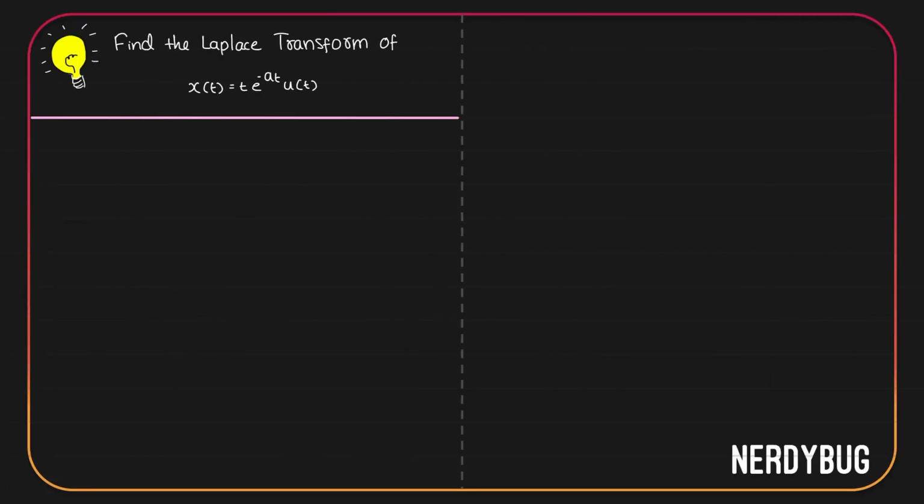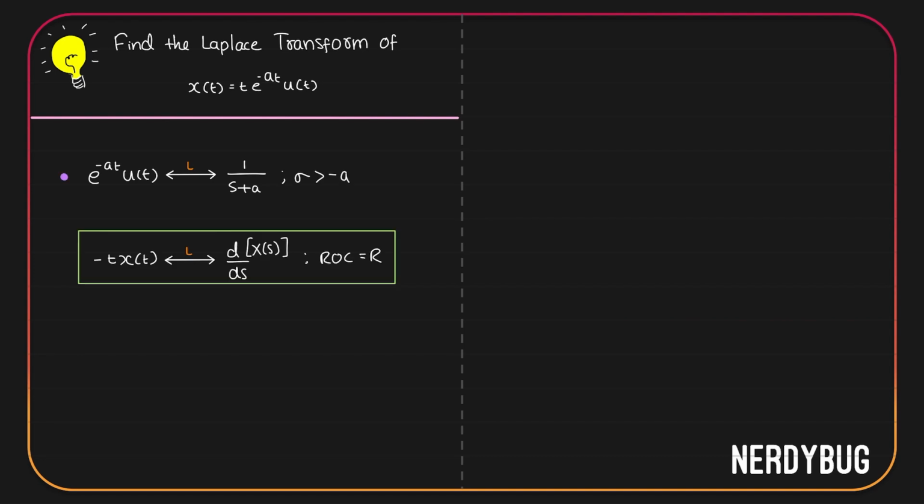Let us solve a problem based on this. We have to find the Laplace transform of t e raised to minus at u of t. We already know the Laplace transform of e raised to minus at u of t. It is 1 by s plus a, sigma greater than minus a. According to the property we learned, the Laplace transform of minus t x of t will be d by ds of X of s. So the Laplace transform of minus t multiplied by e raised to minus at u of t will be d by ds of X of s, here 1 by s plus a.